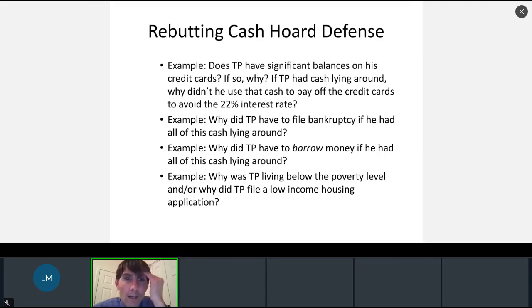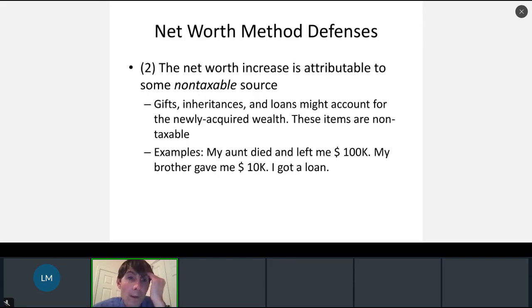22% is obscene. It's not that bad, but why didn't they use that cash on hand to avoid a 12% interest rate? Why did the taxpayer have to file bankruptcy if he had all of his cash lying around? Why did the taxpayer have to borrow money if he had all this cash lying around? Why was the taxpayer living below the poverty level? And or why did the taxpayer file a low-income housing application? So, man, there's so many ways to get caught here.